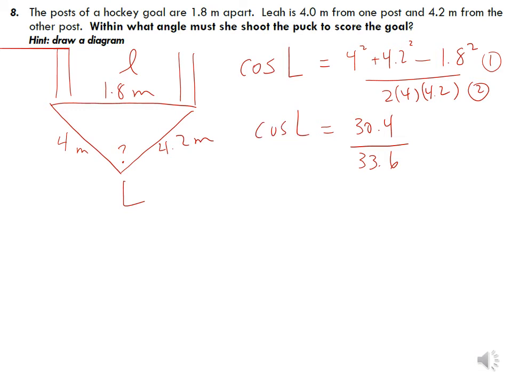As I've been stressing all unit, don't just type in cos of that. You're looking for an angle, so it's cos inverse of 30.4 over 33.6. So shift cos 30.4 divided by 33.6, close bracket. And we'll go to 1 decimal place, 25.2 degrees.